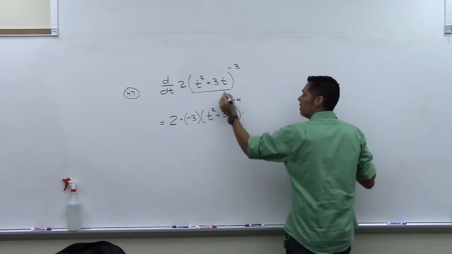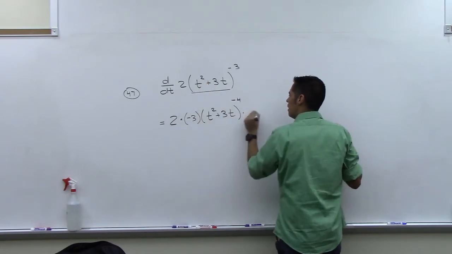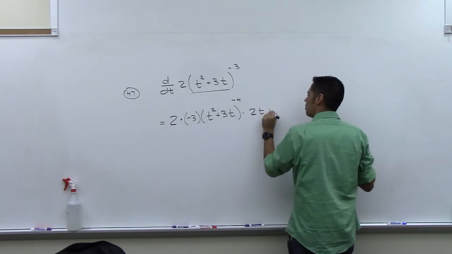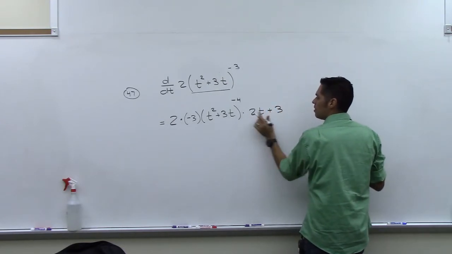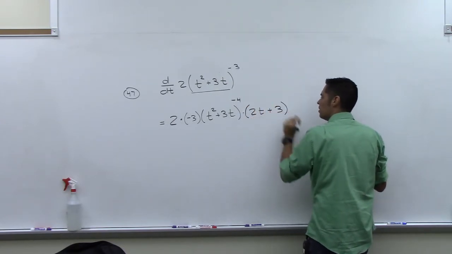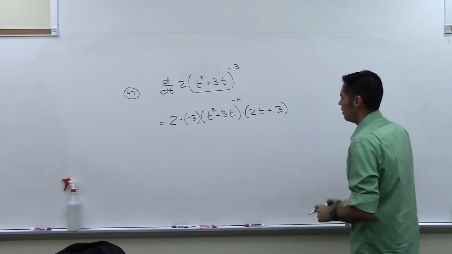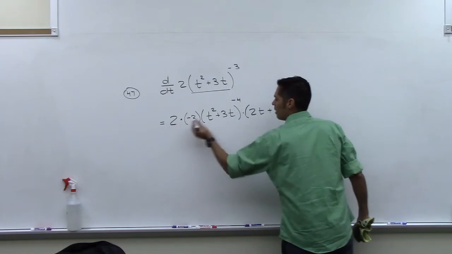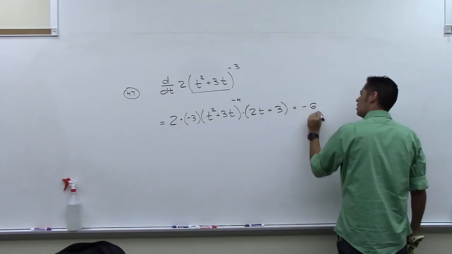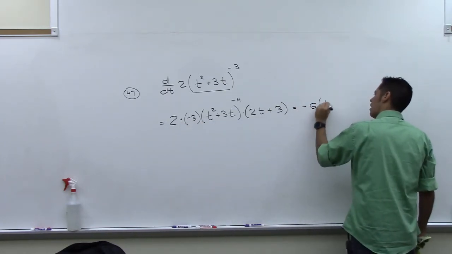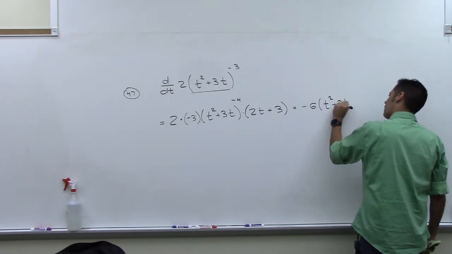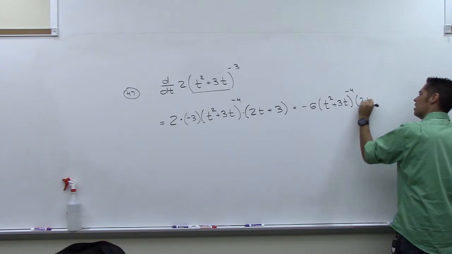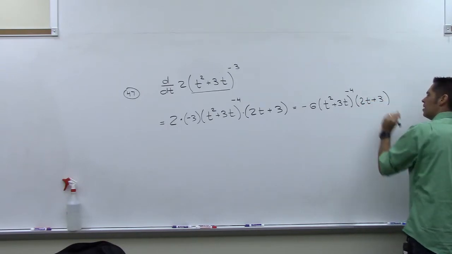And then I multiply times the derivative of what's in here. This is going to be a little different. Derivative of this is going to be 2t, but then I have plus the derivative of this, which is just 3. And I have 2 terms here, so I must put these in parentheses in order for this to be correct. And then I will put 2 times negative 3 together and get negative 6. And then I'll have t squared plus 3t, all raised to the negative 4. And then I still have that 2t plus 3 sitting off the end there.